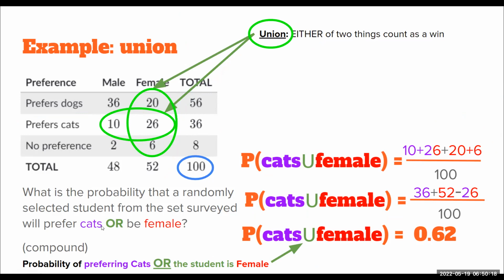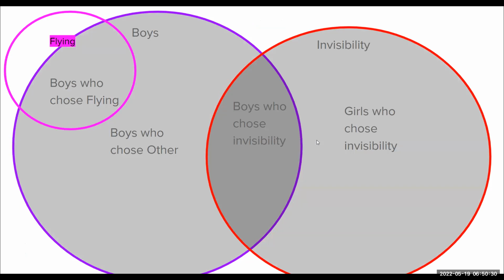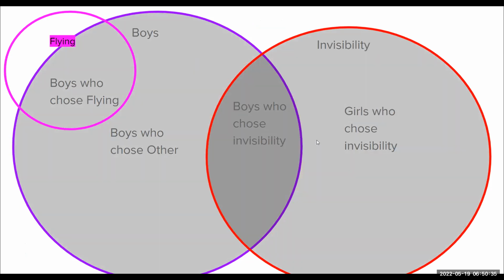But that's when I'm happy for them to prefer cats, so either of these is happy, or be female, so all three of these is happy. Intersection looks like this. Union looks like this. Intersection, union.